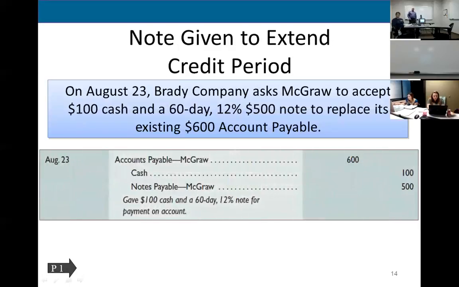All right, a note given to extend the credit period. Sometimes a company that purchased merchandise on credit can extend the credit period by signing a note to replace the accounts payable. Here's an example of that. On August 23rd, Brady asked McGraw to accept $100 and a 60-day 12% $500 note to replace its existing $600 accounts payable. How are we accounting for this?